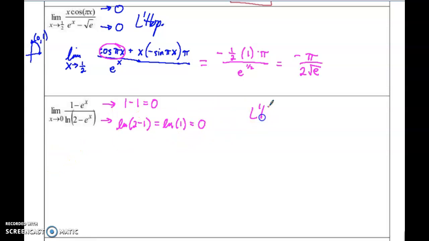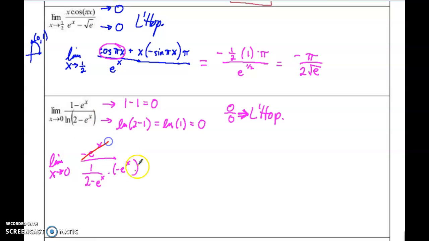So L'Hopital's applies. We have 0 over 0. Maybe it'd be a good idea to write out after doing that arithmetic: 0 over 0 implies L'Hopital's, a little symbol for implication. So then we can do the derivative of top and bottom. Limit as x approaches 0 of negative e to the x over, remember that derivative is 1 over 2 minus e to the x times the derivative of the inside, which looks like it's just negative e to the x, which is kind of nice because that would cancel out these things.